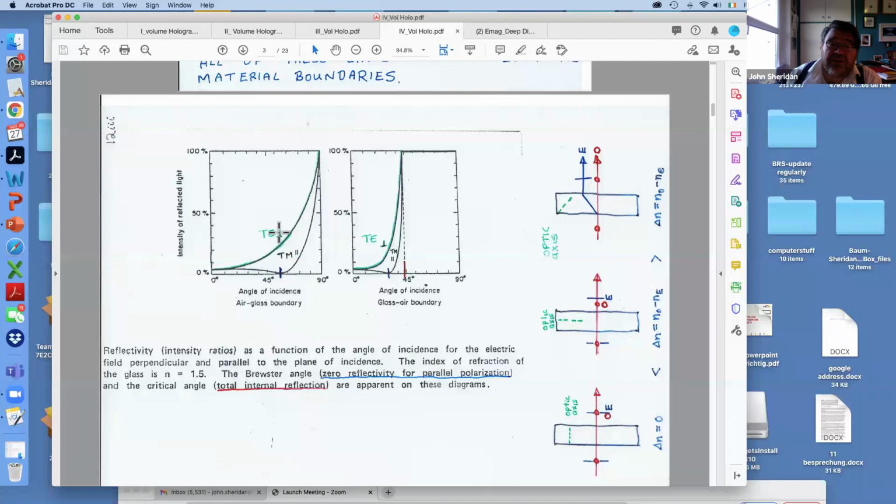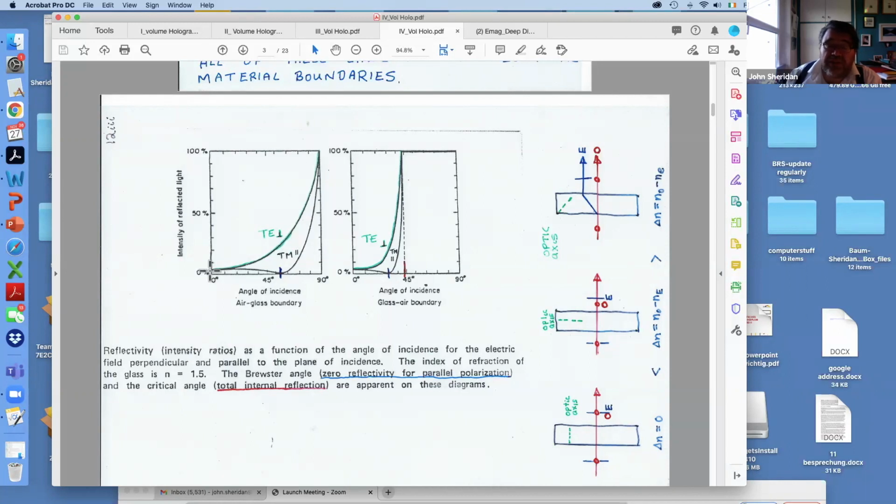Here is our TE and this is our TM. For the TE intensity of the reflected light, we start off here, and for glass this would be something like 4%. This would increase up, and at 90 degrees incidence, everything is reflected for the TE case. Sorry, reflected, everything's reflected, excuse me.